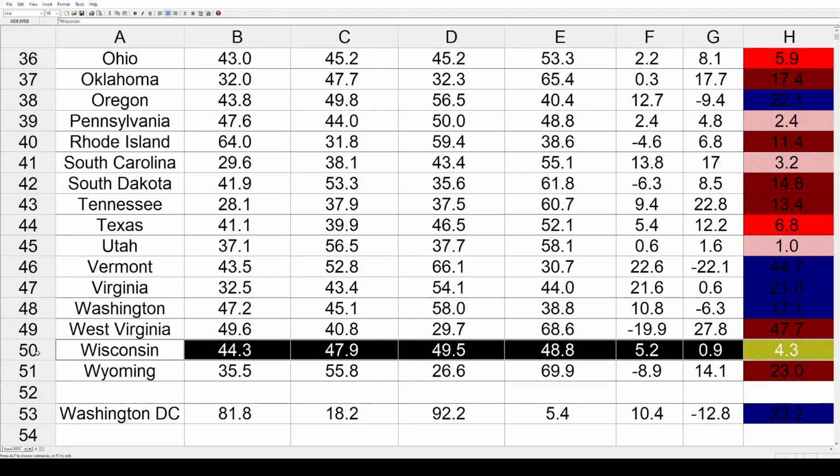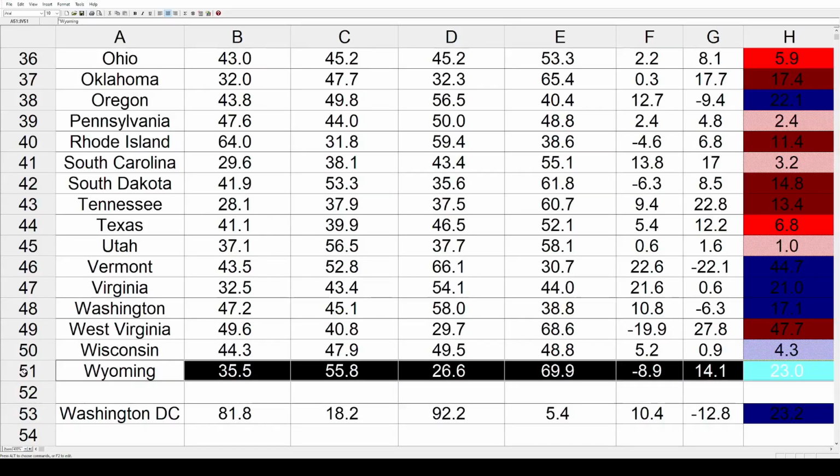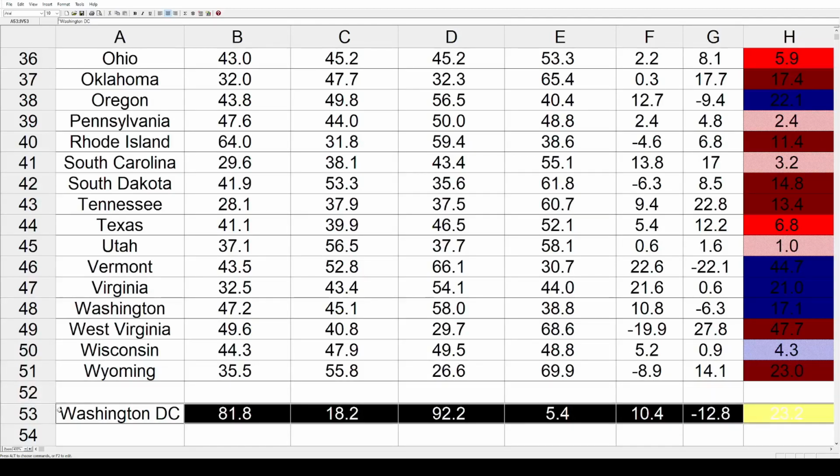Wisconsin, that went toward the Democrats by a small 4.3. And Wyoming is the last state, and that went toward the Republicans by 23%. And I also have Washington, D.C. on here. That shifted toward the Democrats by 23.2.